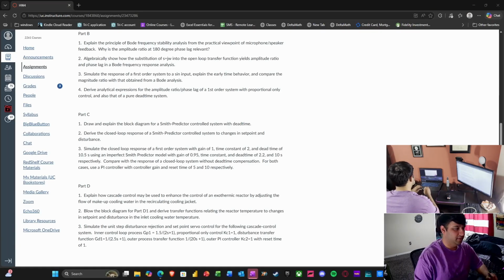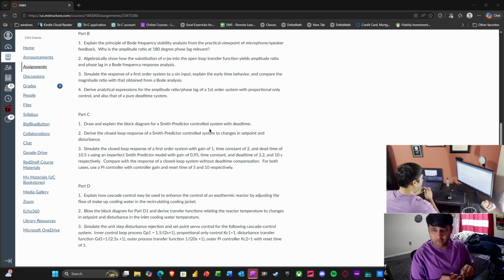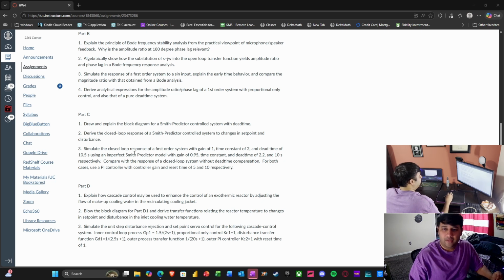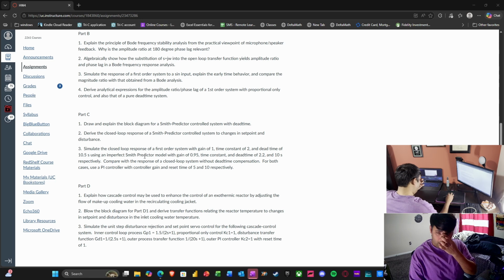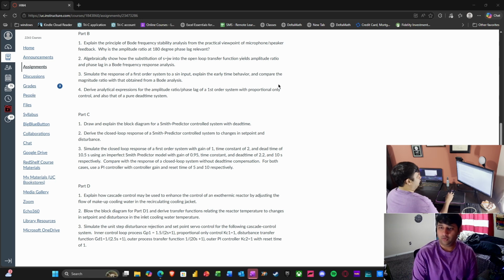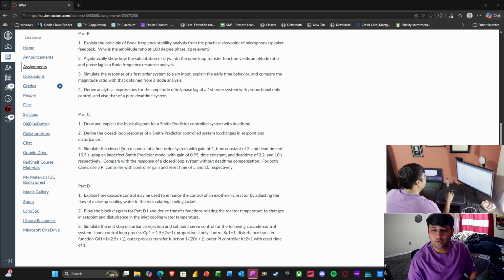Hello, so this is homework 4 part C. Today we're going to be drawing and explaining the block diagram for a Smith predictor control system with dead time, and then we're going to derive the closed loop response of a Smith predictor controller system to change in set point and disturbance, and then simulate the closed loop response of a first order system using Colab.